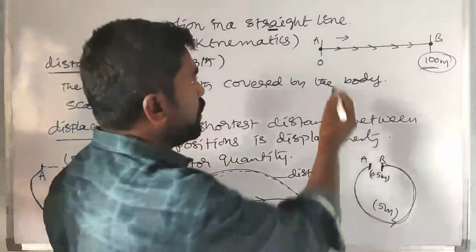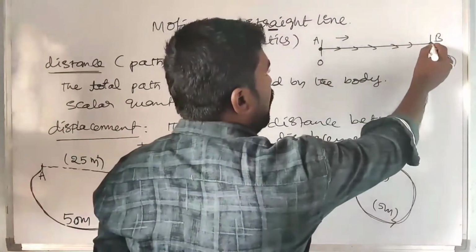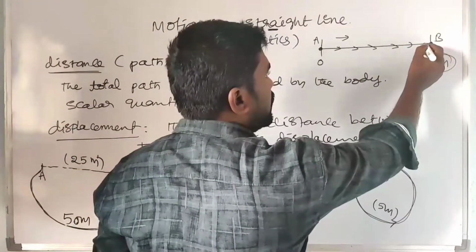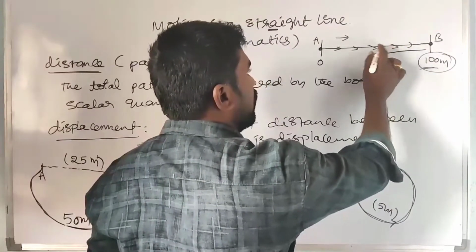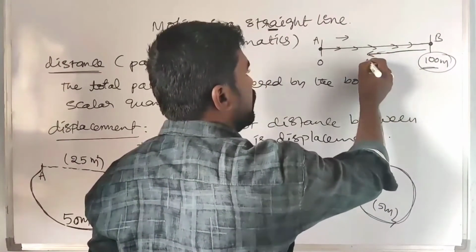Suppose a particle, after it reaches point B, moves in the backward direction up to the 50 meter mark.